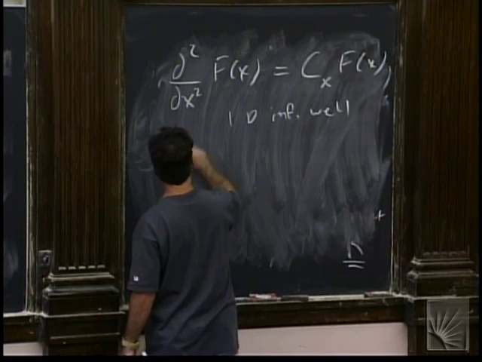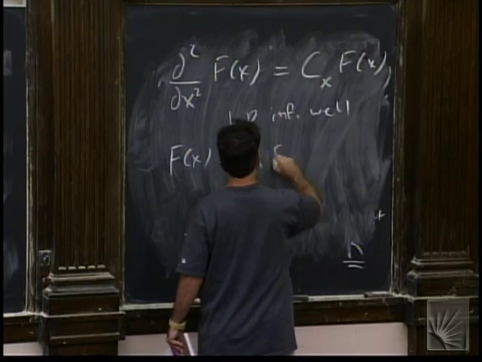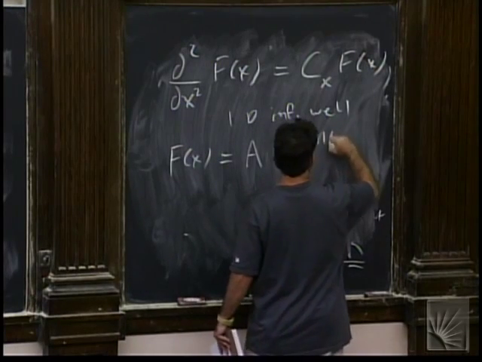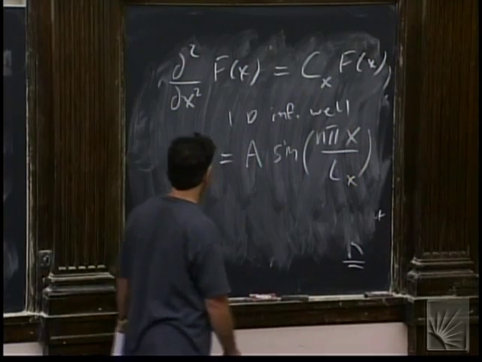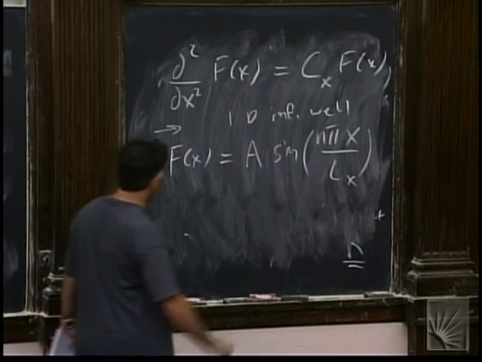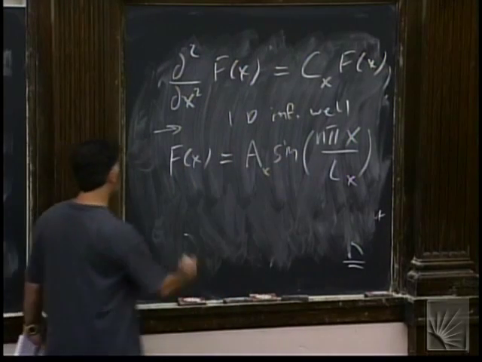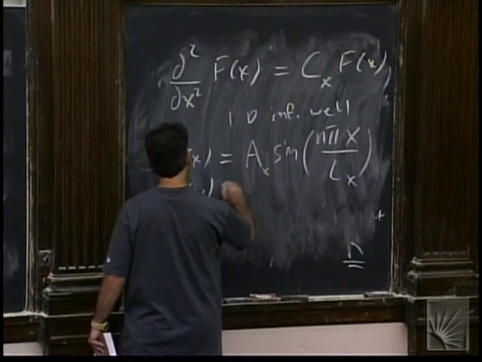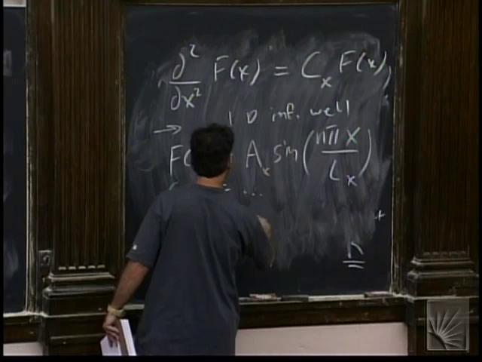So you know that f sub x is going to be some a sine n pi x over L sub x. Okay? I can stick a little x on there. And you're going to get the same thing for the g, the same thing for the h, okay?